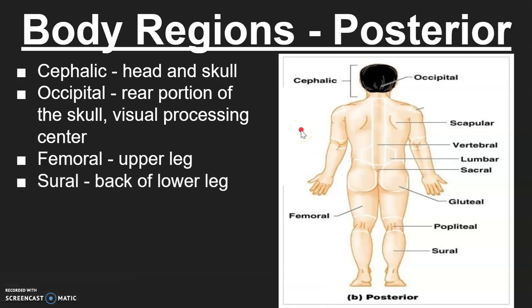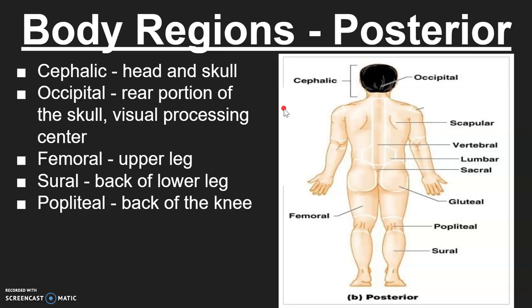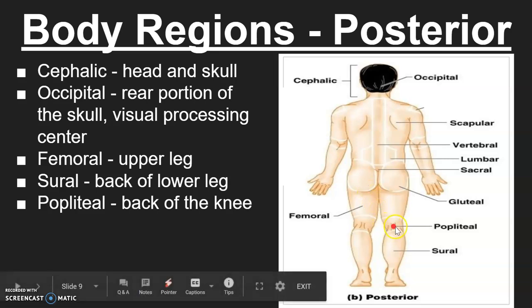So then the next one is sural. So the sural region is the back of the lower leg. So think of this as where the calf muscle is located. So back portion of the lower leg there. Popliteal is the back portion of the knee. Right, so you think of this as the armpit of the knee, I guess, if you want to think of it that way. But yeah, the back portion of the knee, popliteal.